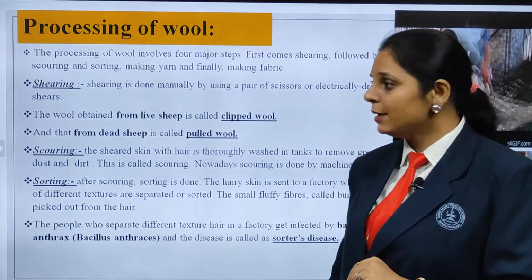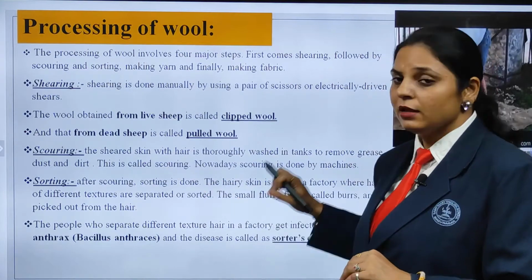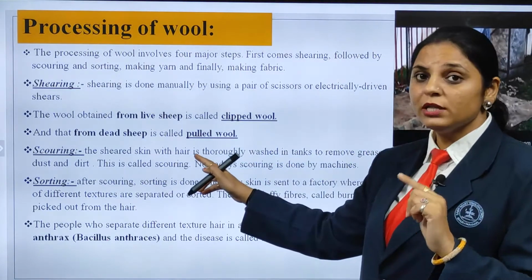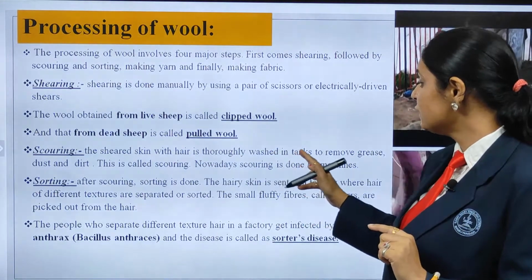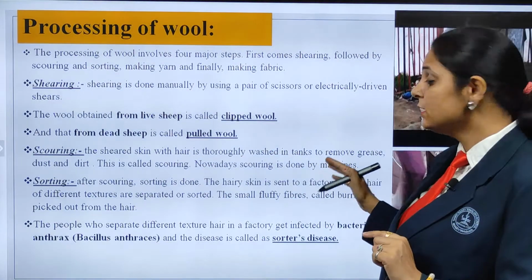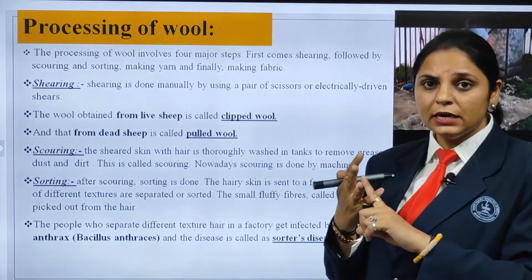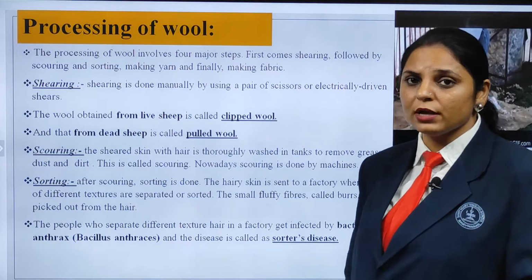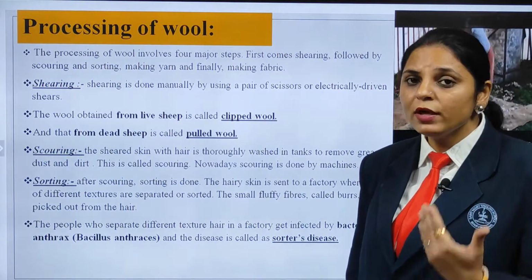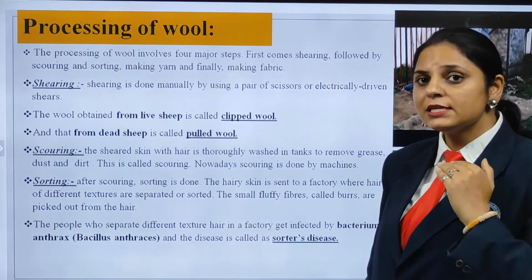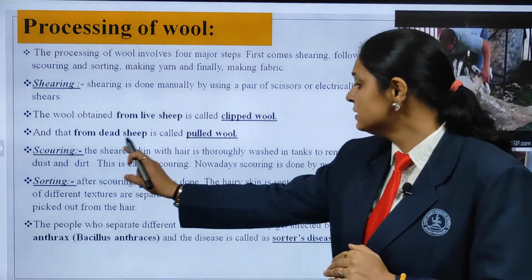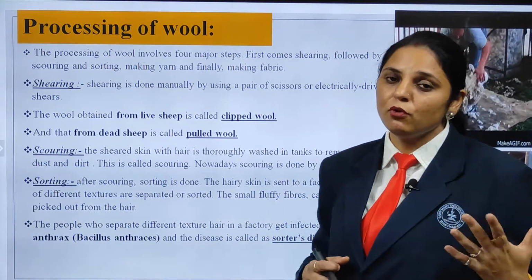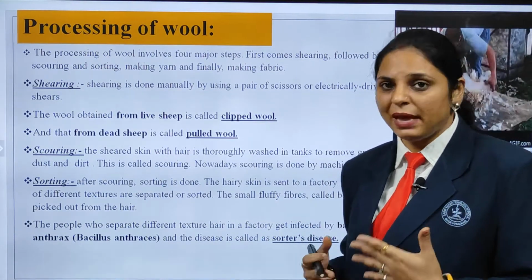Scouring is the second step. In scouring, the sheared skin with hair is thoroughly washed in tanks to remove the grease, dust and dirt present in the hair. So this process is known as scouring. What is scouring? Removing the dirt, dust and grease from hair. Nowadays scouring is done with machines, but in ancient times it was done manually.